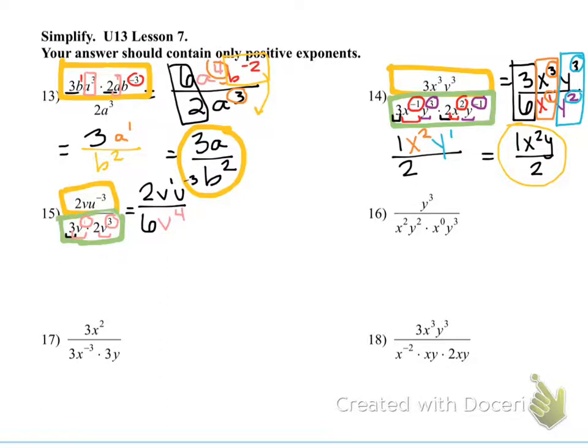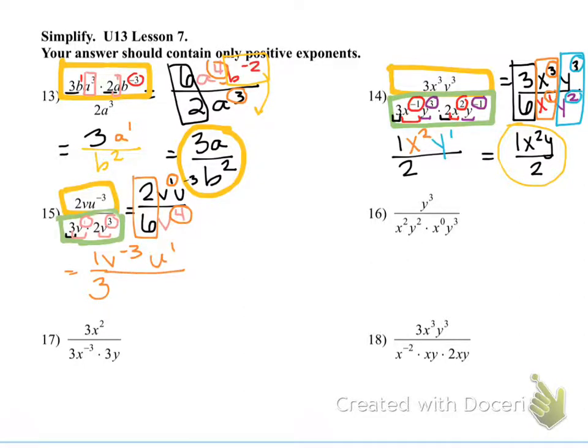Now I've got it set up and I can use my quotient rule to finish simplifying. Let's take those numbers first. 2 divided by 6 simplifies to 1/3. And if we're looking at our v's, I've got v to the first on the top, v to the fourth on the bottom. So 1 minus 4 gives me v to the negative 3. And then we'll keep that u to the first on top.